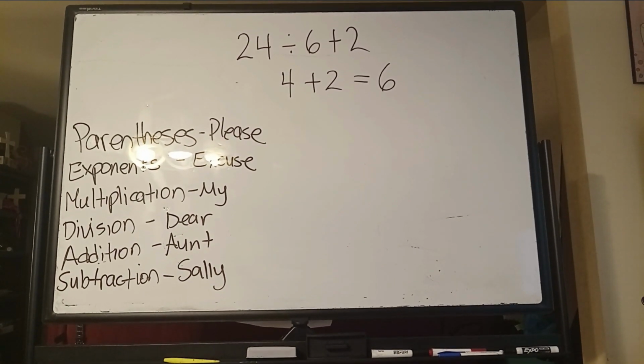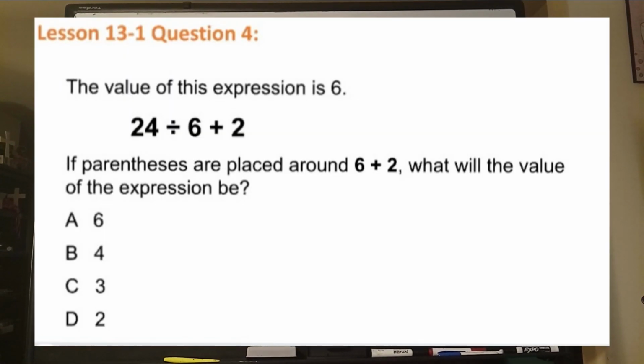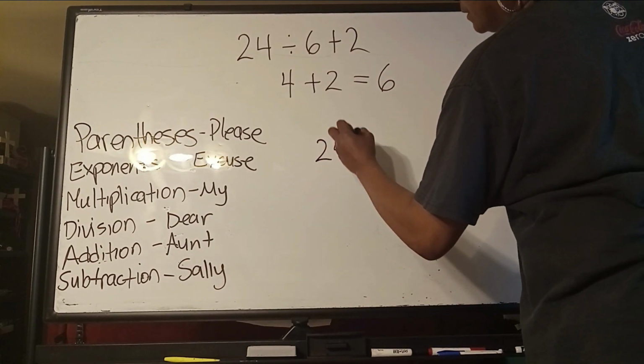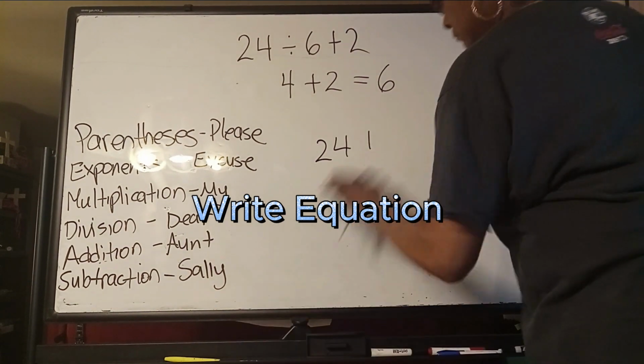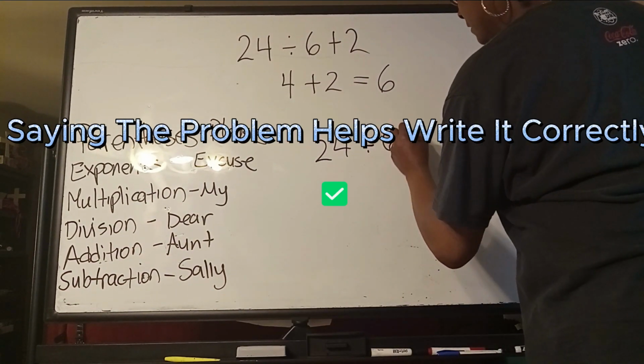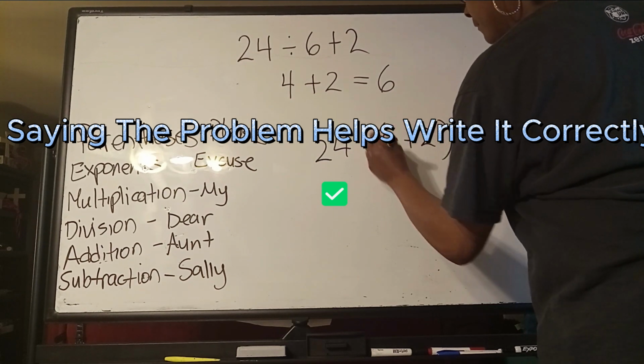All right, but we're not done. So the question says, if the parentheses are placed around the 6 plus 2, what will be the value of the expression then? So let's rewrite that. Well, I am 24 divided by 6 plus 2. But we're going to put that now in parentheses.